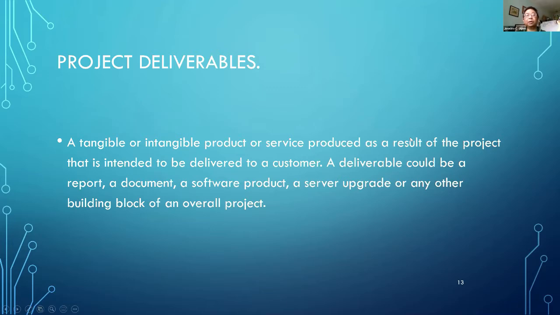A deliverable could be a report, a document, an event, a software product, a server upgrade, or any building block of an overall project. So if you're thinking of, for example, your NISA ball, technically the ball itself is a deliverable. You deliver the ball. That's the main deliverable. But that ball, that NISA ball, has to be broken down into smaller components.